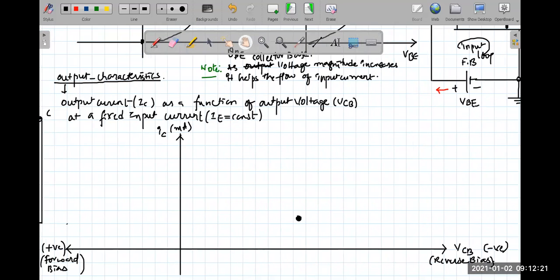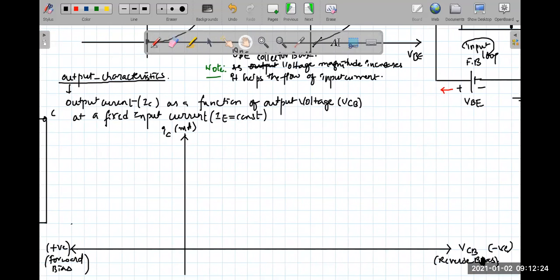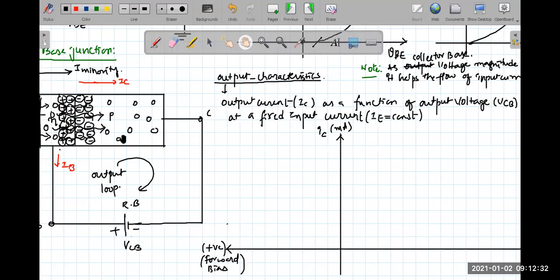Now let's come back to the output characteristics. On the right side it is reverse bias, on the left side it is forward bias. This is the collector current. Now tell me, if the collector base voltage is under no bias condition, what must happen? Do you think that the current reaching the collector will be zero? No, there will be some little amount of current flowing through it. It is not zero.